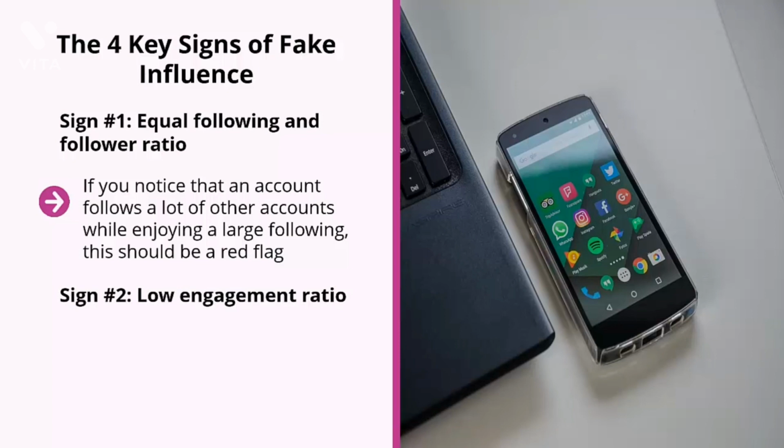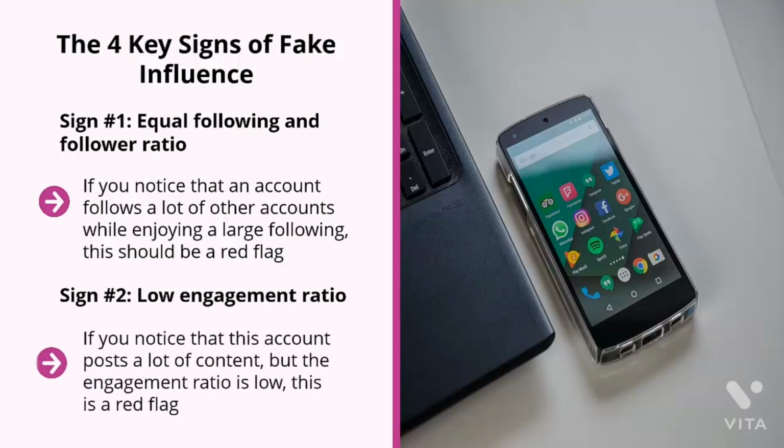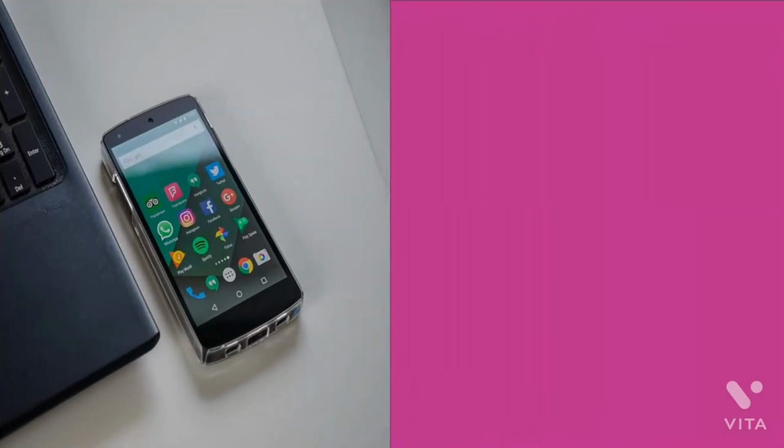Sign number 2, low engagement ratio. If you notice that this account posts a lot of content, but the engagement ratio is low, this is a red flag. If your account has real followers, there should be a certain level of engagement. It's not like all your posts are going to suck. If you notice that this account doesn't really get that much engagement, that should be a red flag.